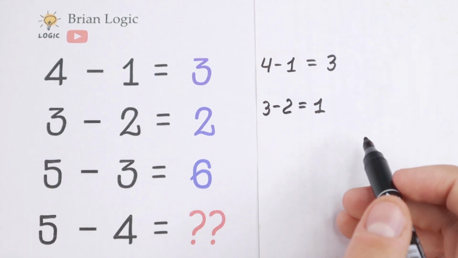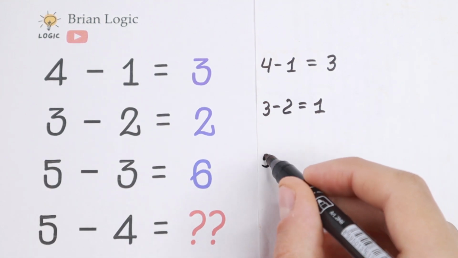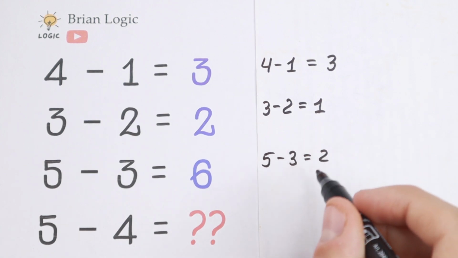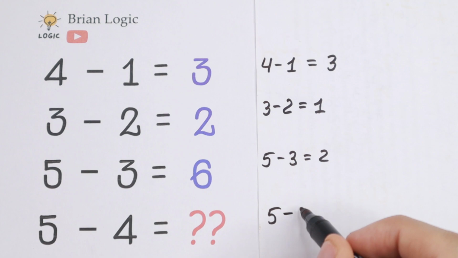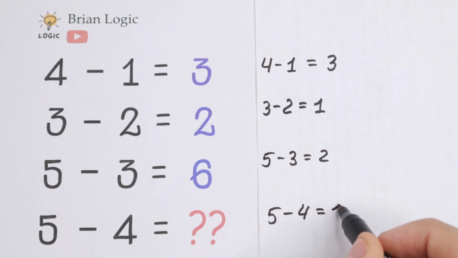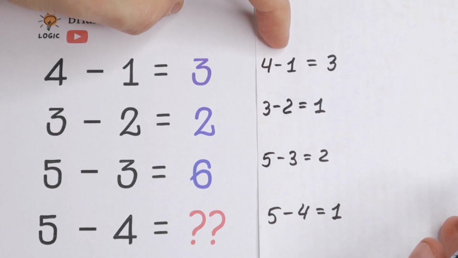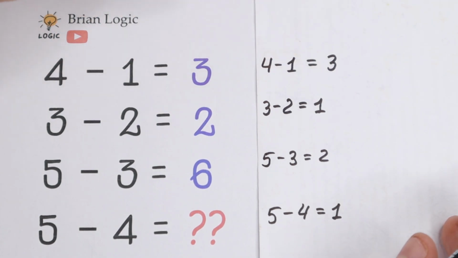Secondly, take a look, 5 minus 3, it will be equal to 2. We all know this. And of course 5 minus 4 equal to 1. So I just write the correct answer, but only one row is correct with this on the left hand side.